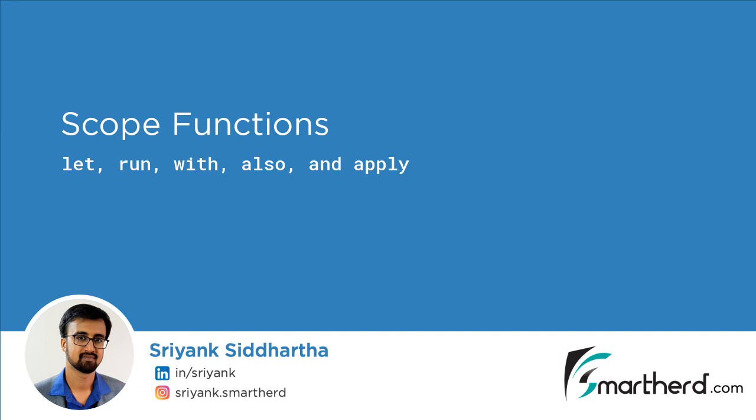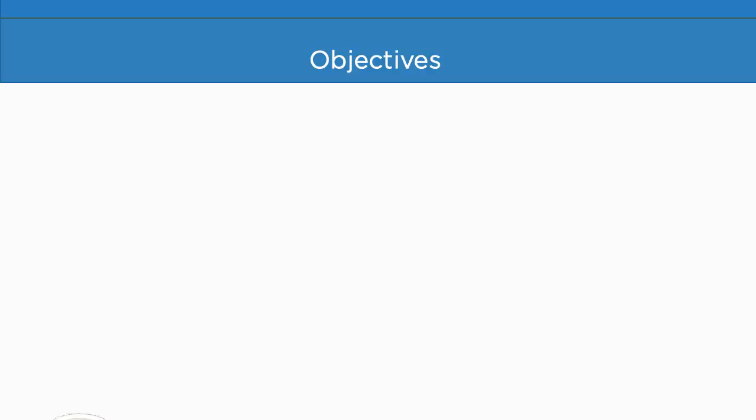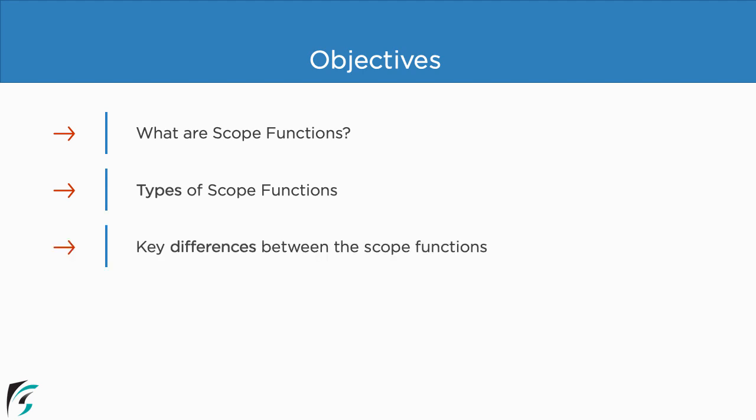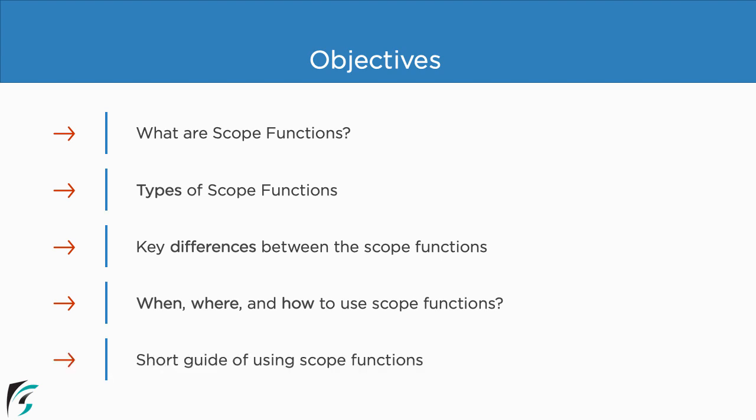Well, it is generally seen that developers face a lot of difficulty while dealing with the scope functions. So in this video, we will explore what scope functions are, what the different types of scope functions are, what the differences between those functions are, and most importantly, when to use them, where to use them, and how to use them in your program. And in the end, I will summarize the video in the simplest possible way, which will add more sense to your understanding. So stick to this video till the end.